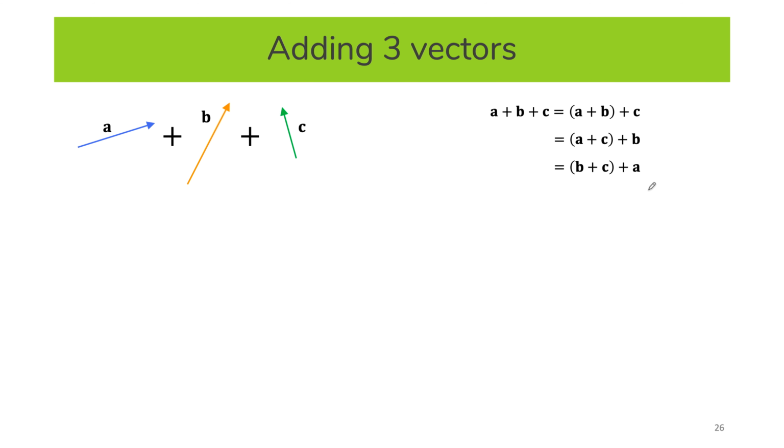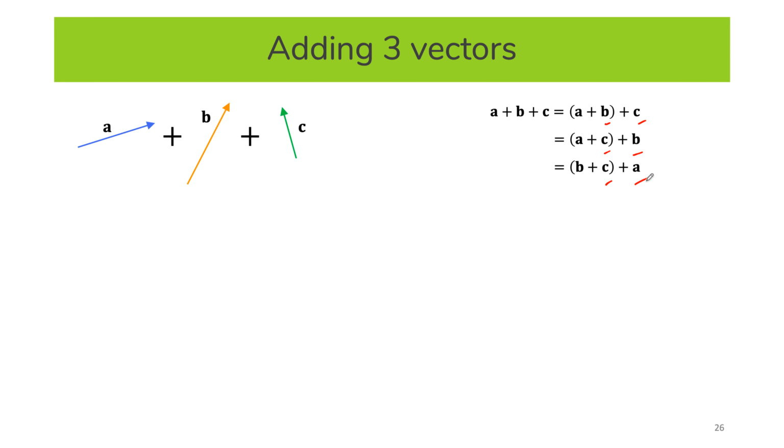In previous videos, we learned how to add two vectors together. What if you have three vectors? If you have three vectors, it turns out that you can pick any two vectors, add them up, and add the other one to the result. For example, if I have vectors A, B, and C, right here, I can pick to add A and B first, and then I will add C later. Or I can pick to add A and C first, and then I can add B later. Or I can pick B and C, and then add A later.